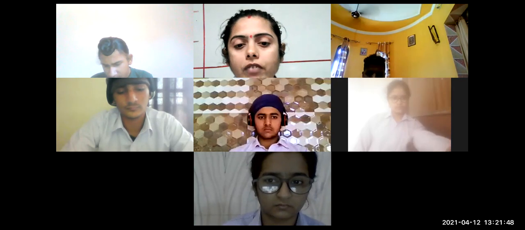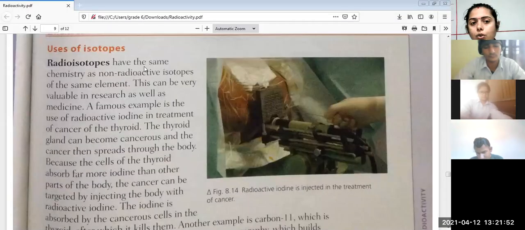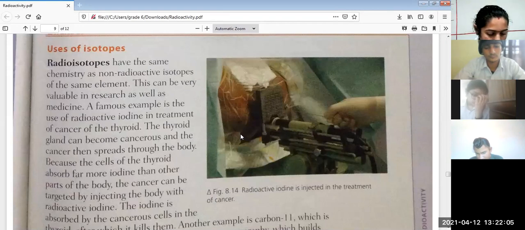Okay, moving on with the next, that is the use of isotopes. Kindly read it. You will understand a little out of it. Almost everything you are able to understand. Read it, then we are going to talk about this more.